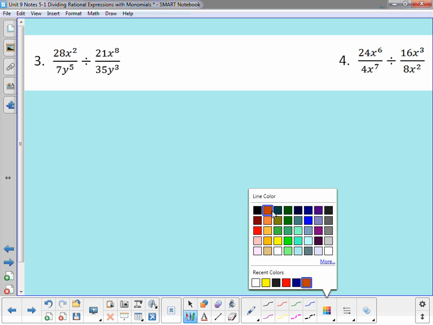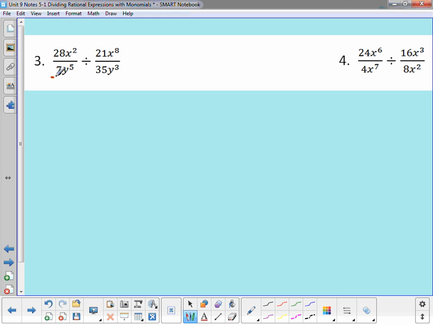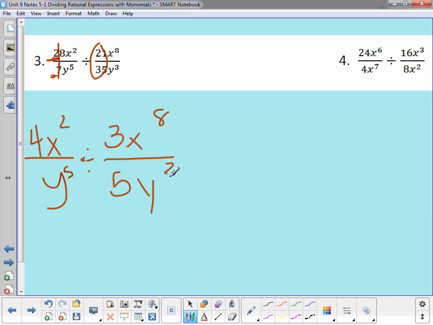So let me point something out to you. I notice that I have this fraction 28 over 7. And I think to myself, hey, I can actually reduce that fraction. So you divide 28 divided by 7, and you're left with 4x squared y to the fifth. So all I did was reduce this fraction to start off with. That's going to make simplifying later easier. So 21 divided by 35, well, both of those are divisible by 7, so let's keep that as divide. So then we get 3x to the 8th over 5y to the third.